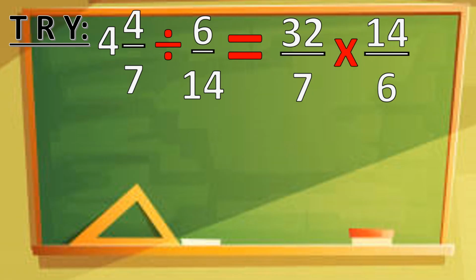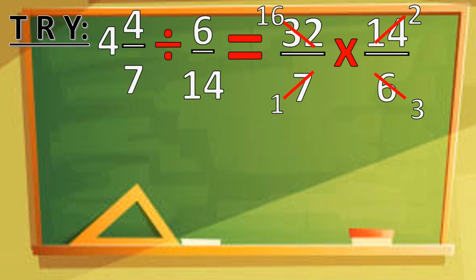Now, since our numbers are quite big, it's better to use the cancellation method first. So we cancel from 14 and 7. We cancel 7. So 14 will become 2 and 7 will become 1. How about 32 and 6? We could cancel 2. So 32 will become 16 and 6 will become 3.